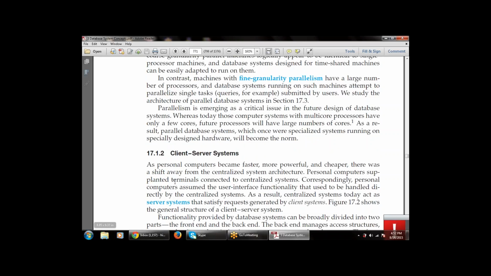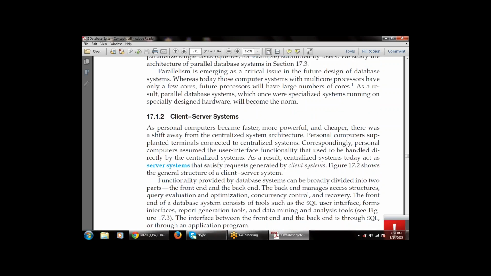Personal computers supplemented terminals connected to the centralized systems. Correspondingly, personal computers assumed the user interface functionality that used to be handled directly by the centralized system. As a result, the centralized system today acts as a server system that satisfies requests generated by client systems.